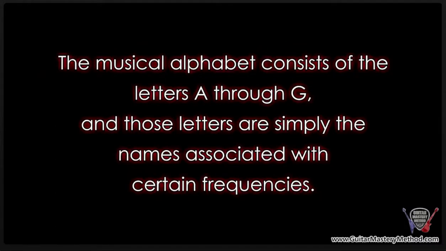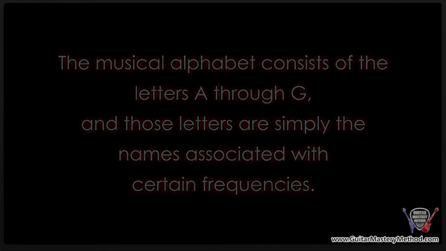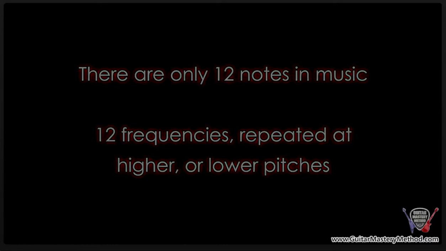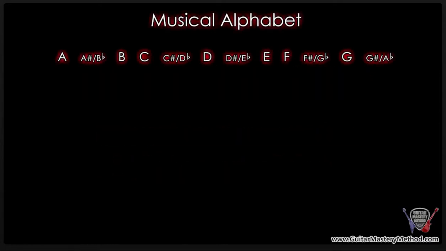The musical alphabet consists of the letters A through G, and those letters are simply the names associated with certain frequencies. There are only 12 notes in music, 12 frequencies, repeated at higher or lower pitches. Here are the 12 notes.